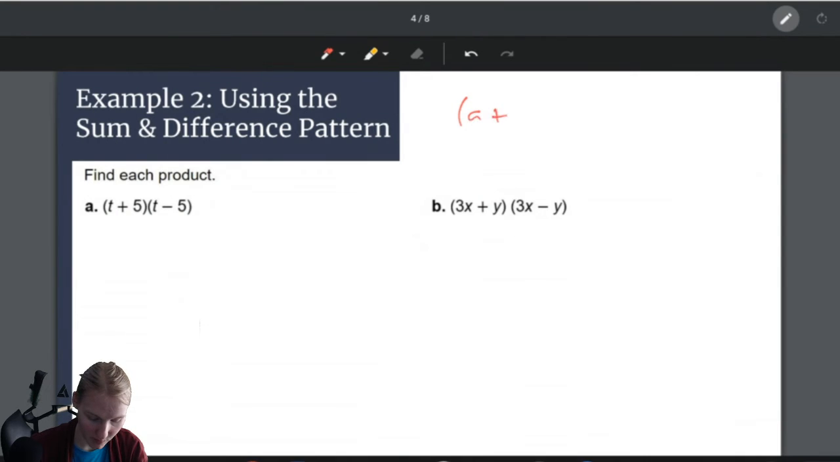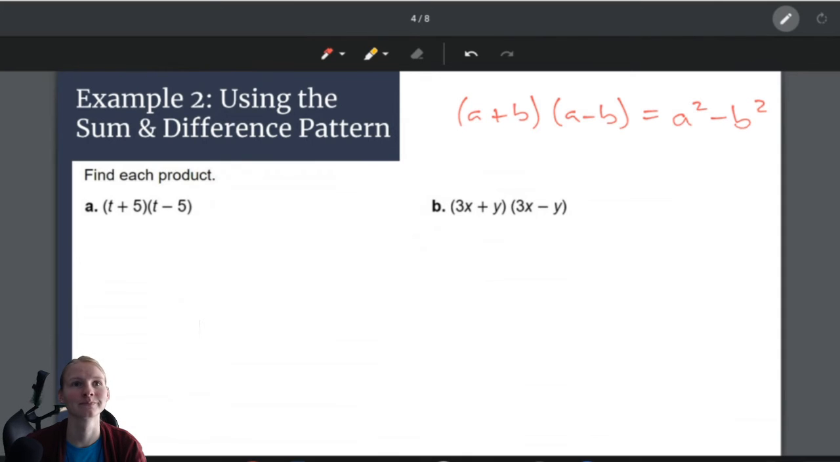a plus b times a minus b is equal to a squared minus b squared. Always minus, because this is a positive and this is a minus, and a positive and a minus make a minus when you're multiplying. When we have a plus times a negative, it equals a negative. So that's why this will always be negative.